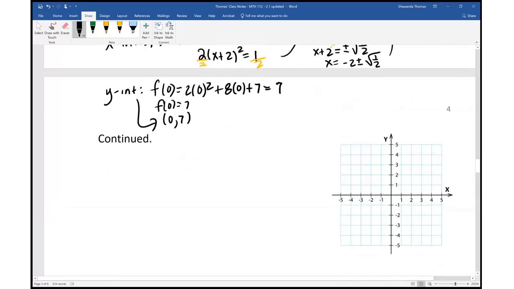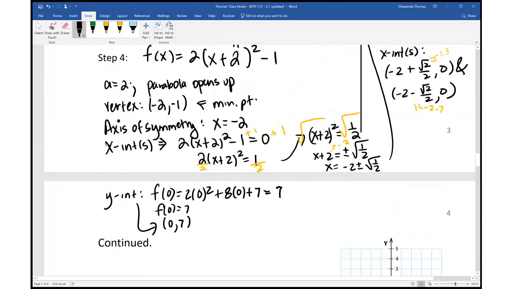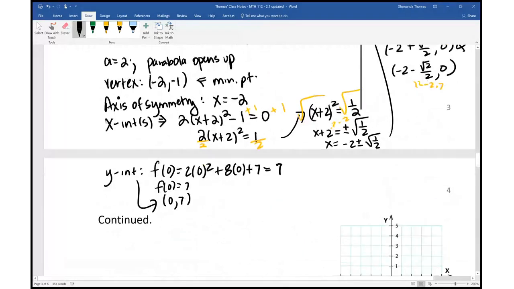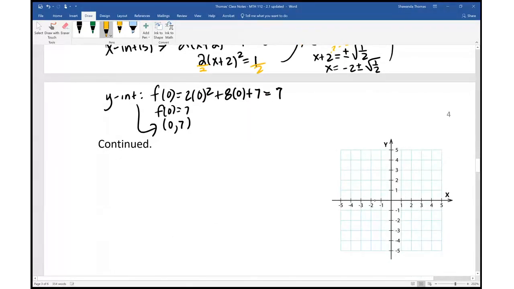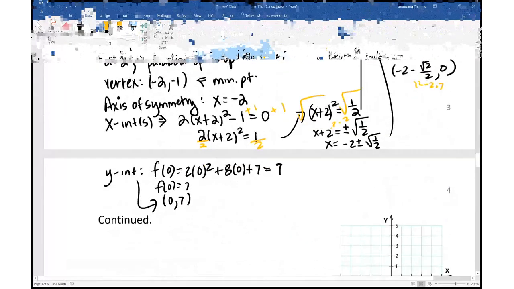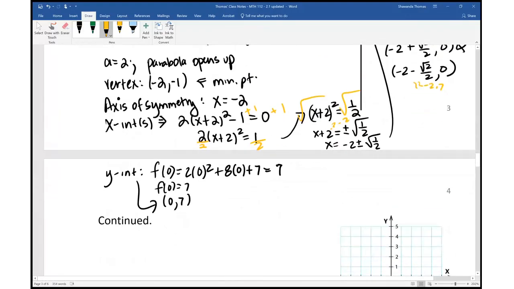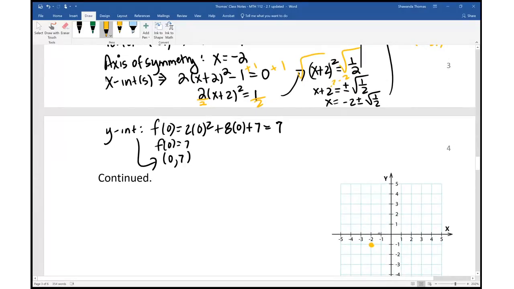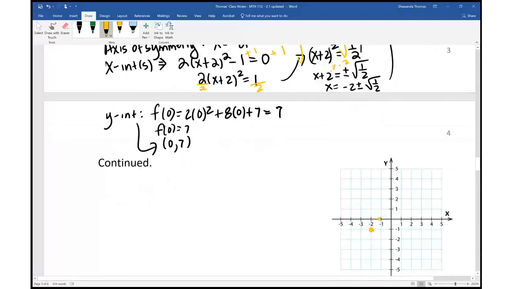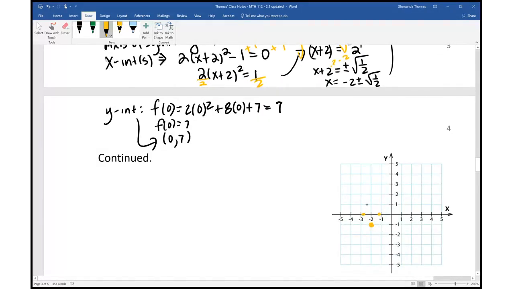So here are our important points. We have our vertex, which we said was (negative 2, negative 1). Right here, we have our x-intercepts, which we said were approximately negative 1.3, and approximately negative 2.7. And we also have a y-intercept at (0, 7). So I'm going to approximate that right here. So here's the parabola that's formed by those points.